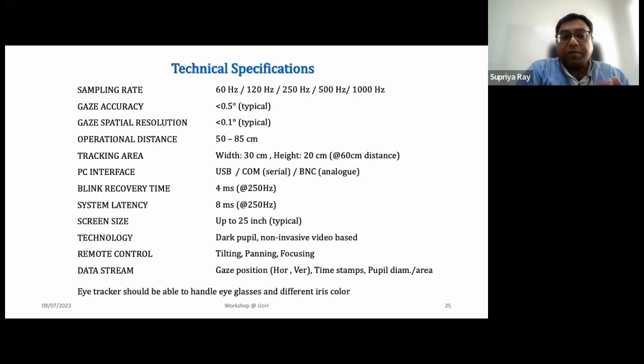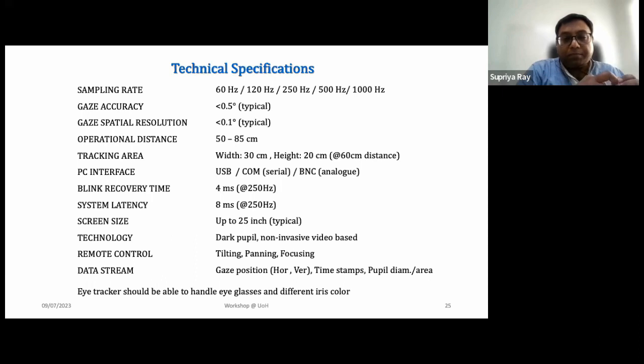Okay, so that's determined by the focal length of the eye tracker lens. Ideally, it should be 50 to 85 centimeters. So you can put your subject 50 to 85 centimeters from the eye tracker, and you should get a nice picture of the eye. Tracking area, that is, on the visual space, how much your eye tracker can track. PC interface, different eye trackers have different interfacing techniques. It could be USB or the COM port, that is a serial port, or maybe conventional BNC cable type, analog.